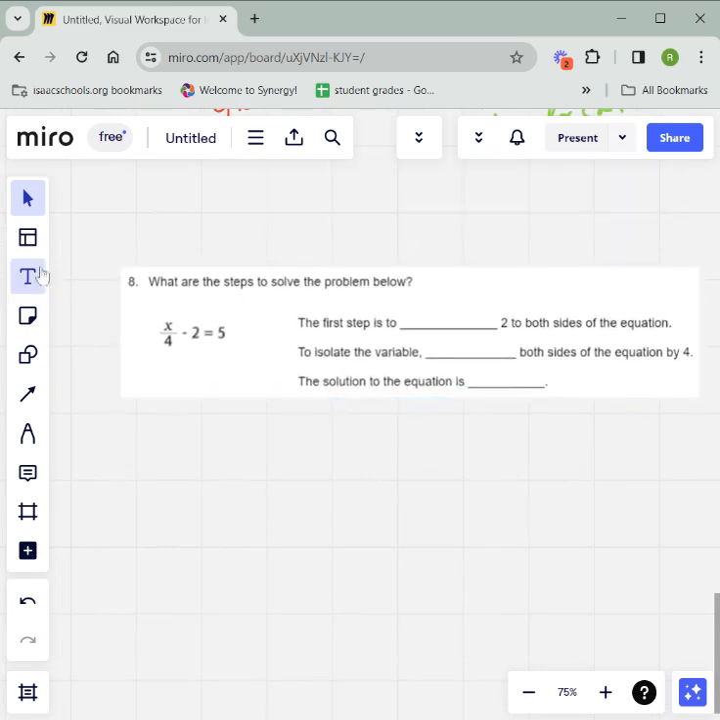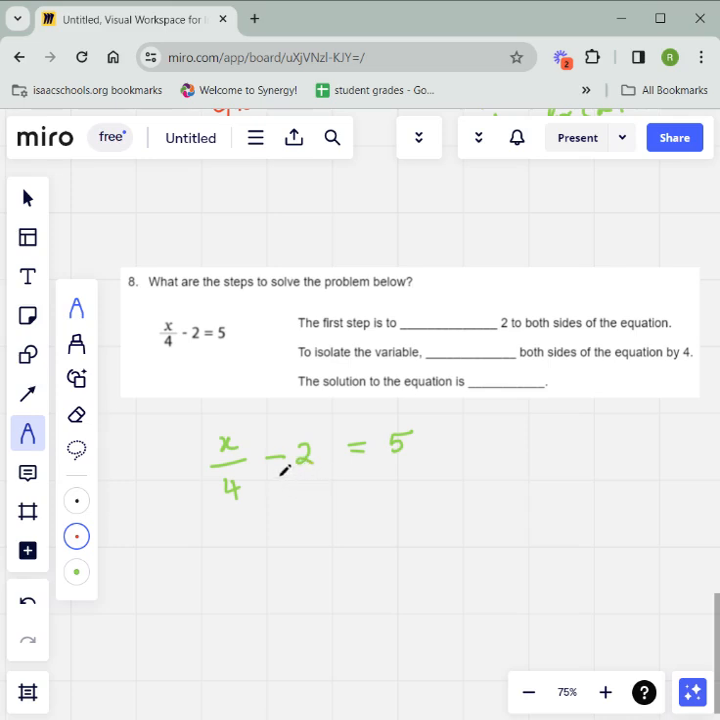So if I look at this problem right here, x over 4 minus 2 equals 5. So for the hanger diagram, it's going to be a little bit harder to draw. But if you think of this as negative 2, and you want to get rid of it, you've got to do the opposite. If it is positive, you take away.